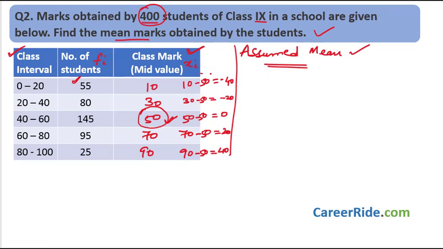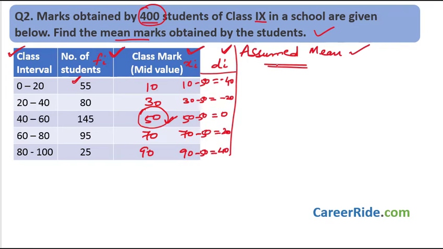This is my assumed mean, right? I have assumed the mean to be 50, and from that I have tried to scale down the values, to make my calculations faster. I'll say that this is DI for me. Now I will multiply the frequency and the new value that I have found, DI, and find the value for each of these columns.